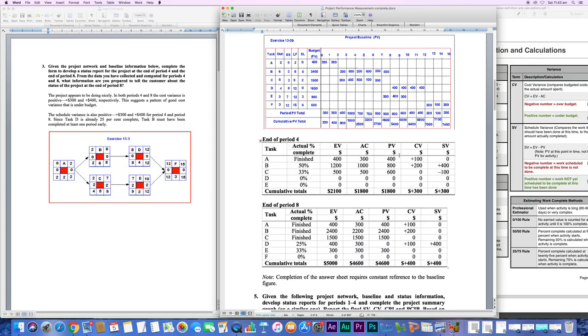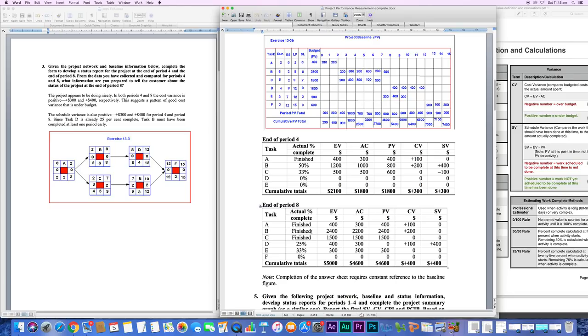Let's have a look at period 8. Okay, this is the end of period 8. Again, planned value is given to you, actual cost is given to you, and this actual percent complete is given to you. So go and calculate earned value. 100% times budget. Total budget for activity A is 400.